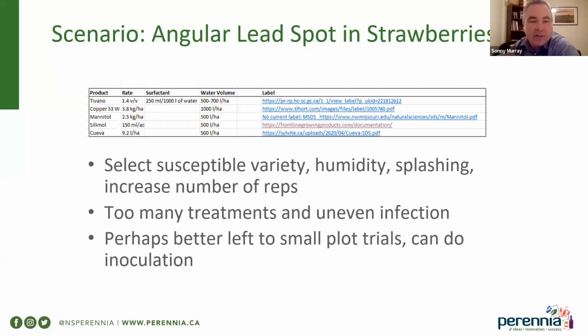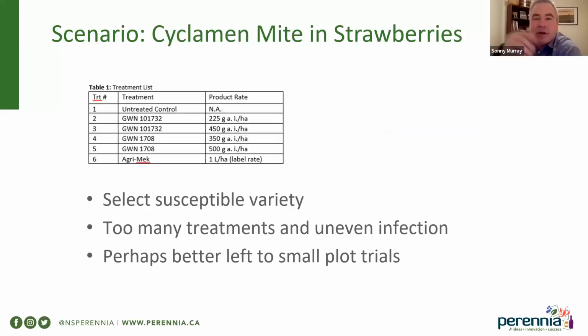And if you're looking for small differences, maybe you want to increase the number of reps, right? So we have more reps, we have more chance of finding disease in every plot. So right away this trial is getting a little bit too complicated to be done on farm. Too many treatments, uneven infection, perhaps it's better off left to small plot trials, and it can be done off-site with a susceptible variety that maybe the farmer doesn't want to grow anyway, right? Next slide, Caitlin.